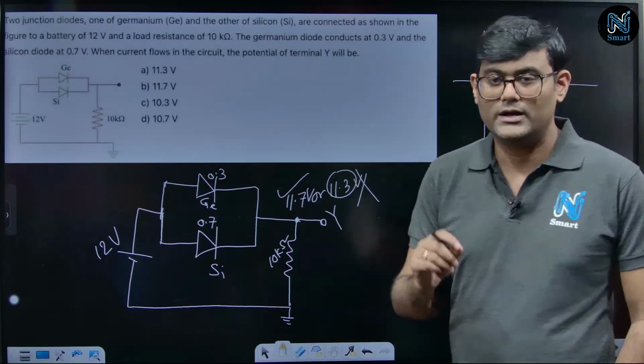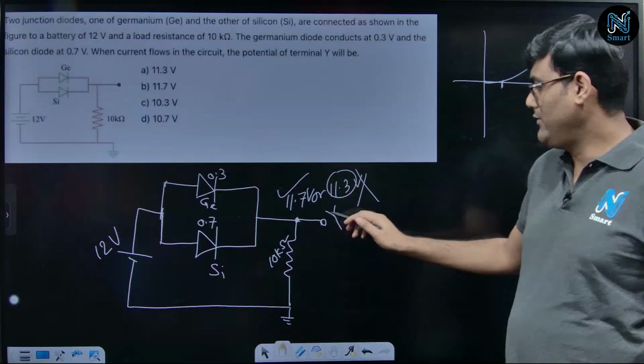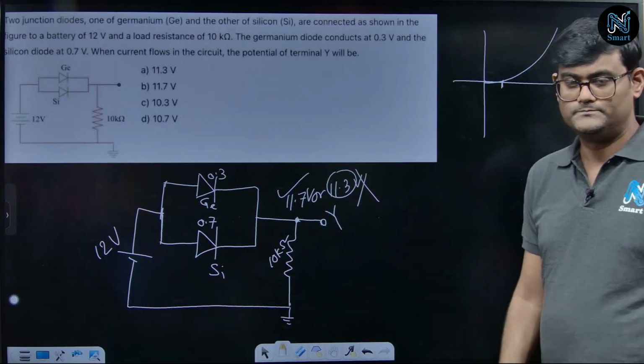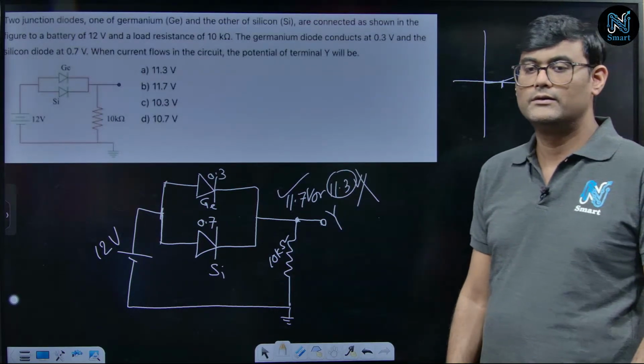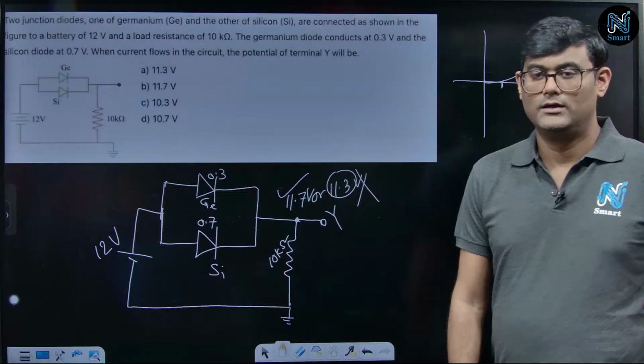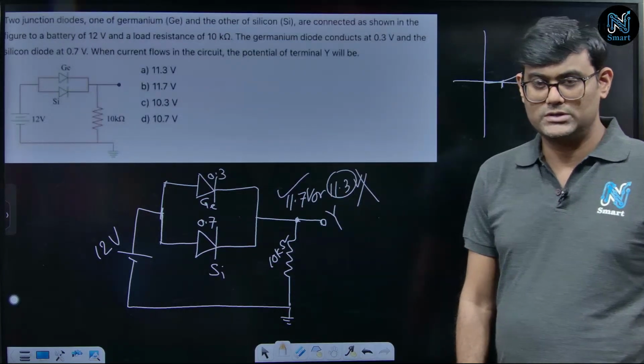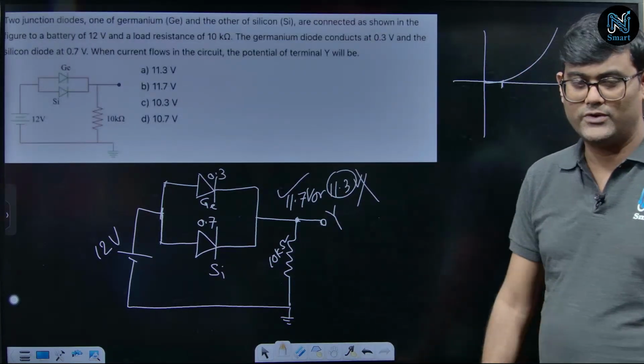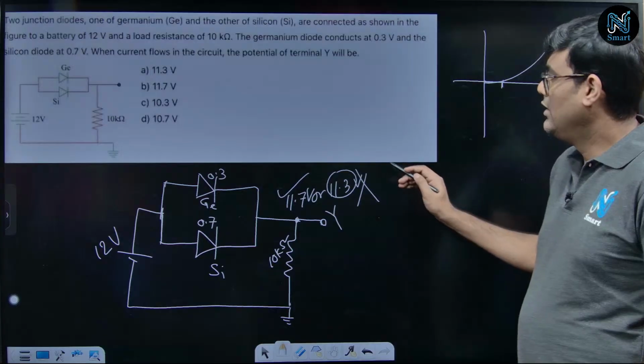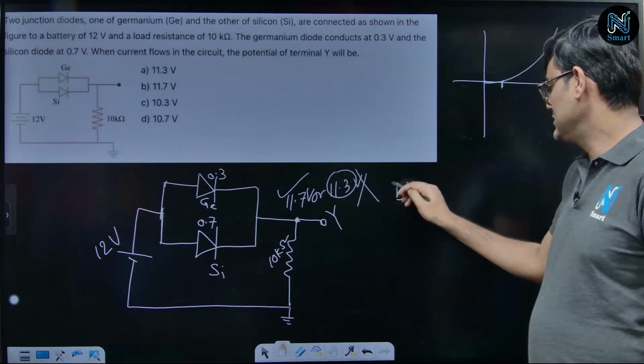Of course, so germanium will win and the voltage will be 11.7 volt. Voltage of the Y will be 11.7 volt. Right? I hope you have understood the solution of this type of question. Option B will be the correct choice.